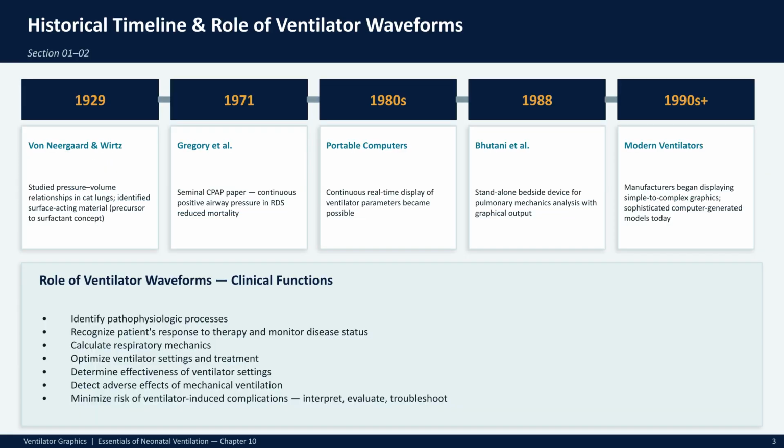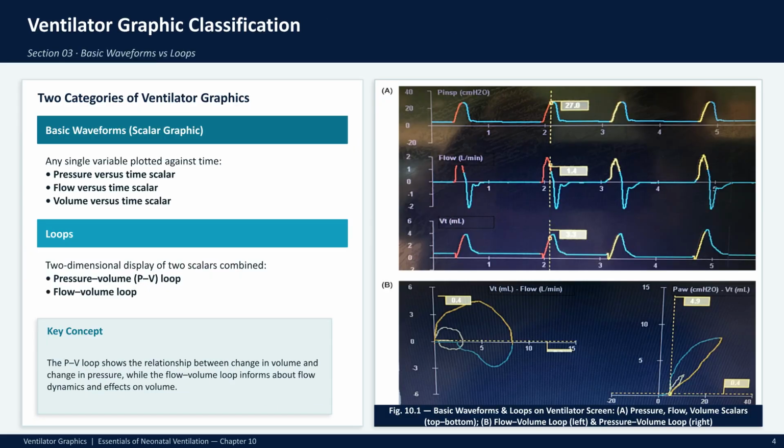Ventilator graphics have evolved from early concepts in the 1920s and the development of CPAP in 1971 to the modern real-time digital displays we use today. Understanding these waveforms is essential for identifying physiological processes, monitoring disease, and optimizing settings to minimize complications. Ventilator graphics fall into two categories: basic scalars, which plot a single variable against time, such as pressure, flow, or volume, and loops, which combine two scalars into a two-dimensional display, including pressure volume and flow volume loops.